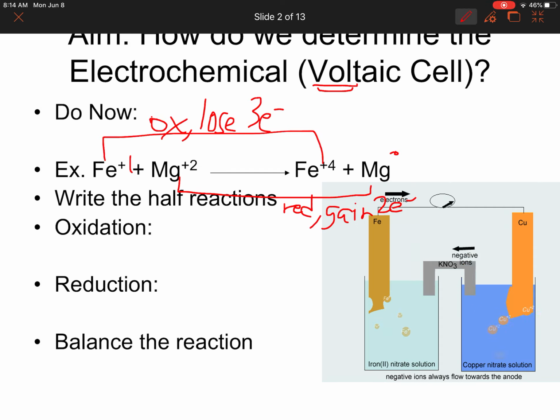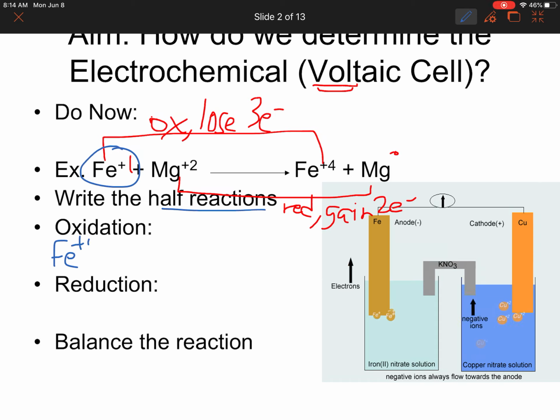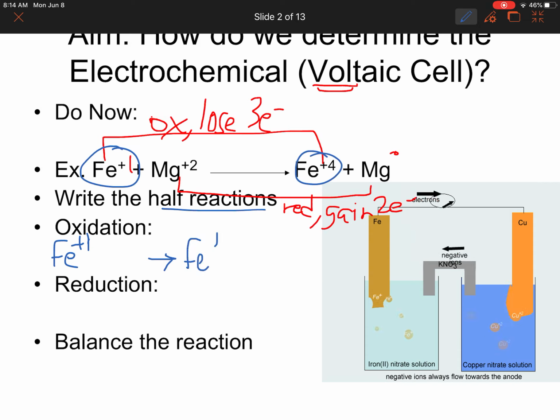Okay, so oxidation, we said, was Fe. They want the half reaction. So this is writing half of the reaction. Fe plus 1, or plus, doesn't matter, arrow to Fe plus 4. And we're simply going to add the 3 electrons.